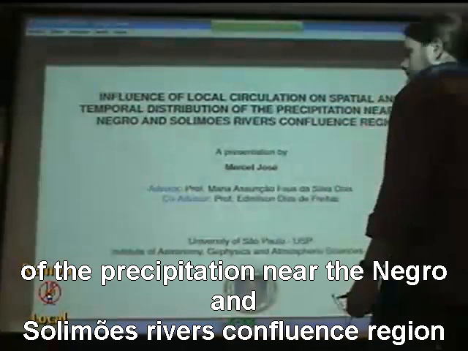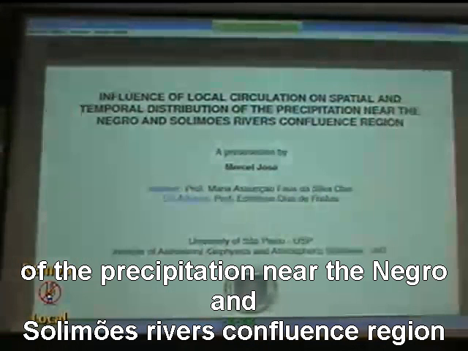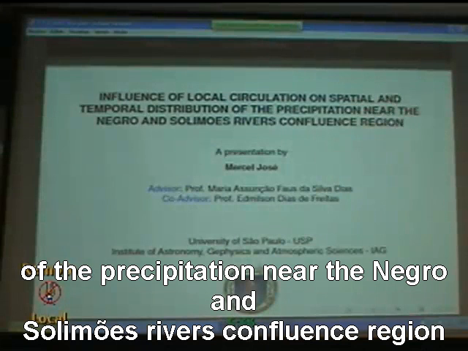So the first paper, or the first presentation, is the influence of local circulation on the spatial and temporal distribution of the precipitation near the Negro and Solimões rivers confluence region.